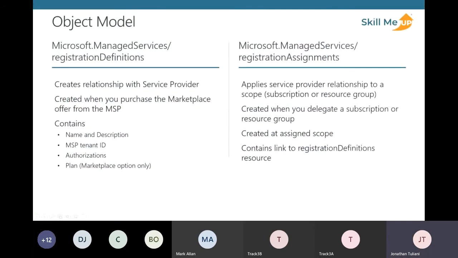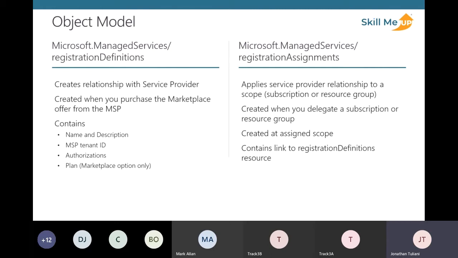Okay. So we've talked about, I said there were two ways to onboard. One was from the marketplace and one was from a template. And before getting into the template, we're going to have to understand the object model. So there are two resource types going on under the hood here. They're both in the Microsoft.ManagedServices resource provider. The first one is called the registration definition, and the second one is called the registration assignment.